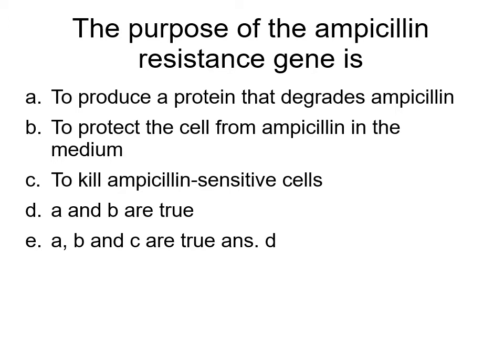So A is certainly true. To protect the cell from AMP in the medium is also true, because if the cell contains the ampicillin resistance gene, it will be transcribed and translated in the E. coli cell by E. coli RNA polymerase and ribosomes. It will go to the cell surface, where if it encounters ampicillin, it will open up the molecule, it's a beta-lactamase, and therefore render it inactive. So the cell is essentially protected from the ampicillin by virtue of the fact that it has this new protein which has been encoded by the AMP gene on the plasmid. So the answer is D. A and B are true.